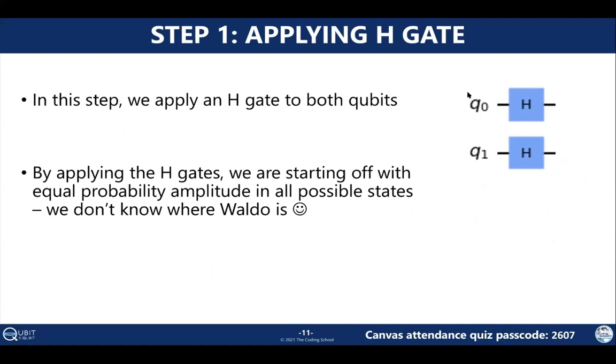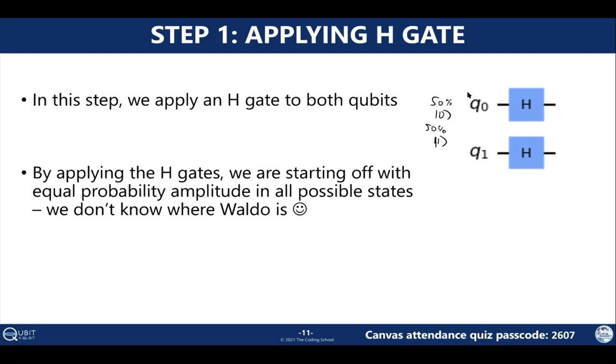If you somehow have some information about where Waldo might be, you can weight your algorithm differently. And that is also an active area of research, figuring out how to most efficiently weight your probabilities so you can get there in fewer steps. But for now, we have no clue. It's completely unstructured. Our problem means that everything is 50-50. This is 50% in the 0 state and 50% in the 1 state for both of these.